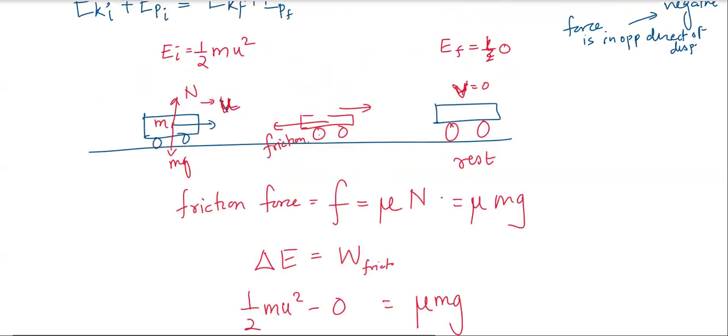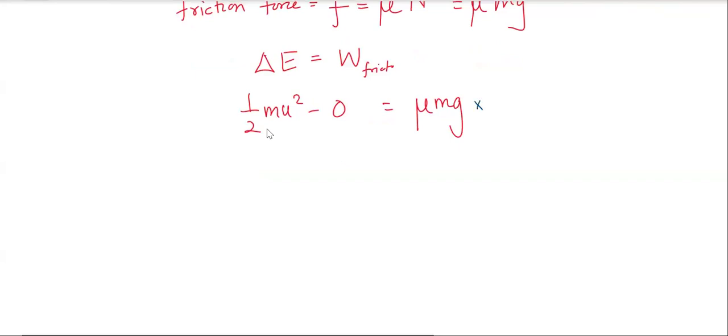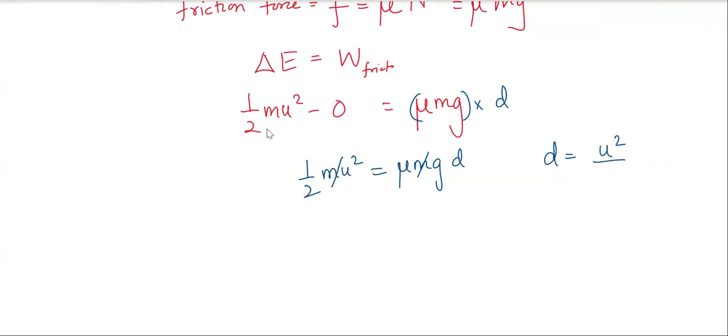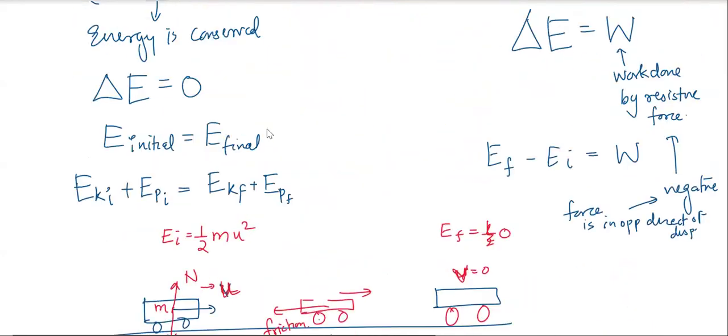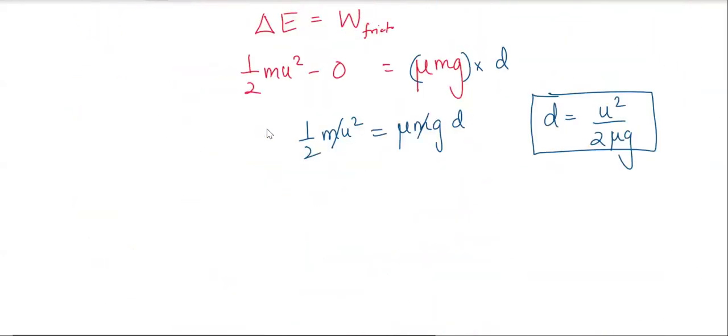Let's say this car has traveled some distance d. We can calculate this d using this relationship. So half m u square is equal to mu mg into d. Even if we don't know the mass, it's completely fine. We can find d is equal to u square by 2 mu g. This is how we use conservation of energy when non-conservative or resistive forces are applied.